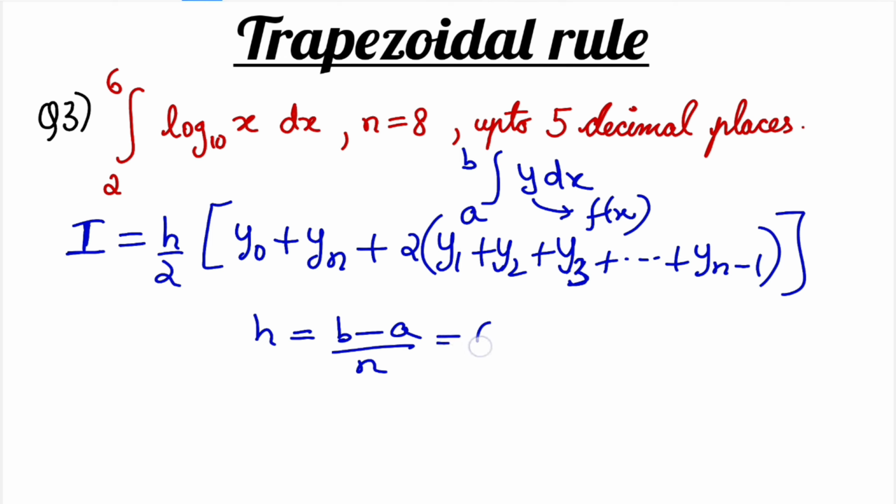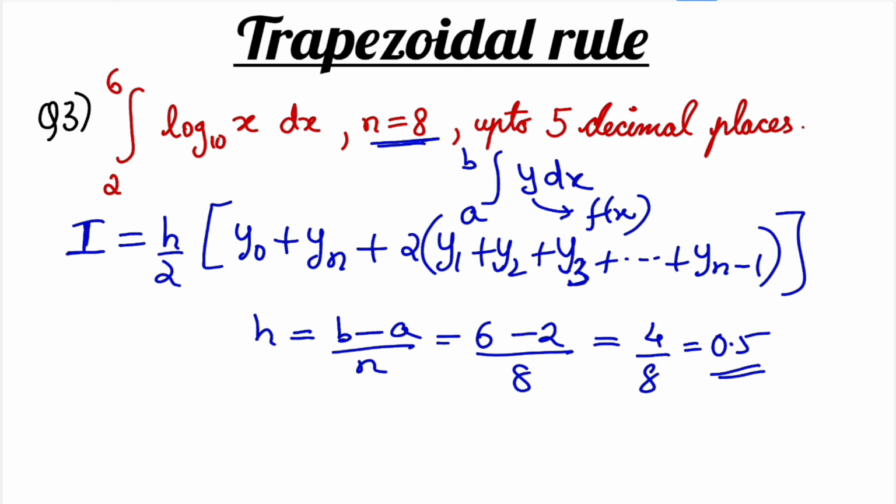So h is the upper limit 6 minus the lower limit, by n. What is n? They have said to take 8, so n is 8 intervals. They will mention it as intervals; take the interval as it is, or n directly. So 6 minus 2 is 4, 4 by 8 is 1 by 2, which is equal to 0.5. So this is the h value.